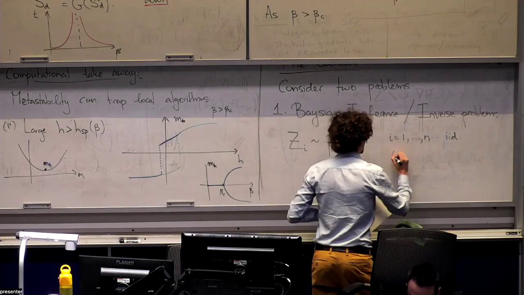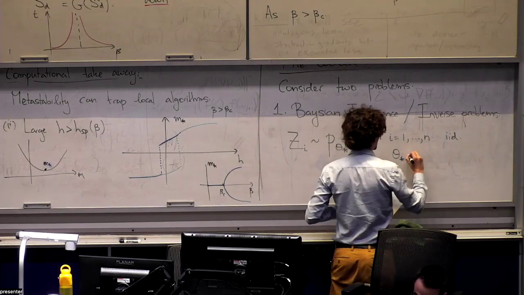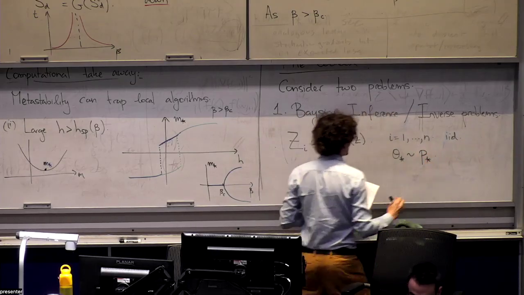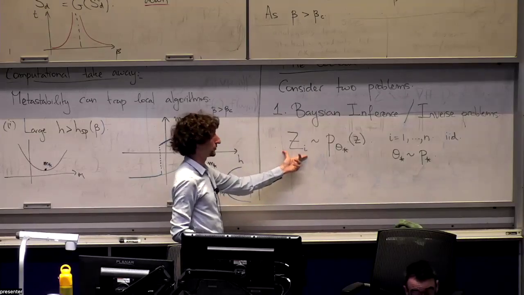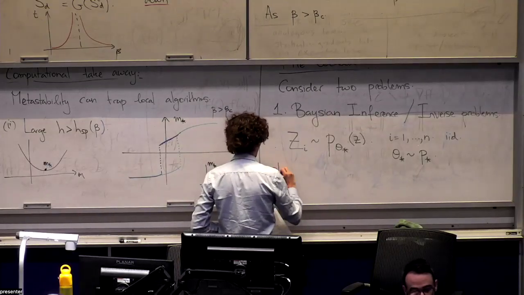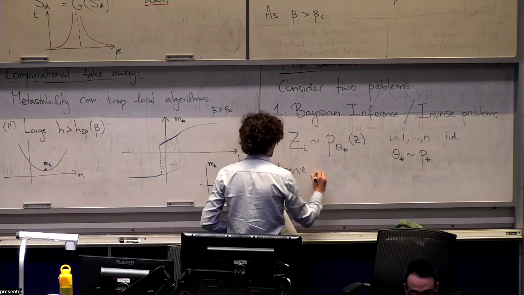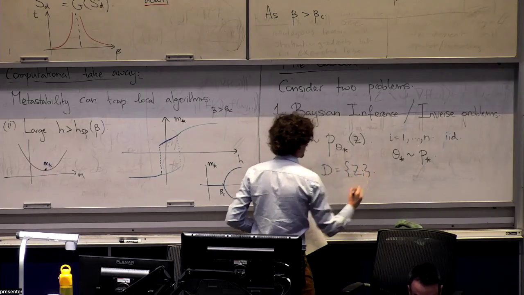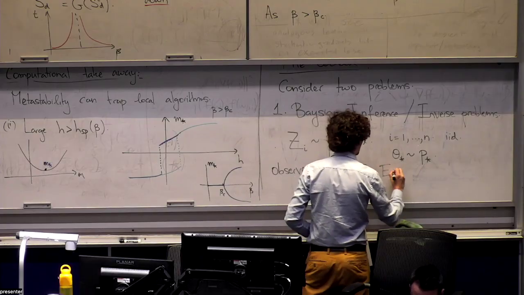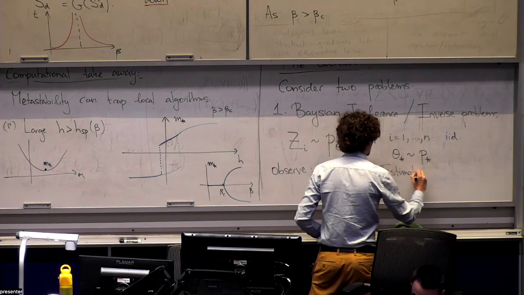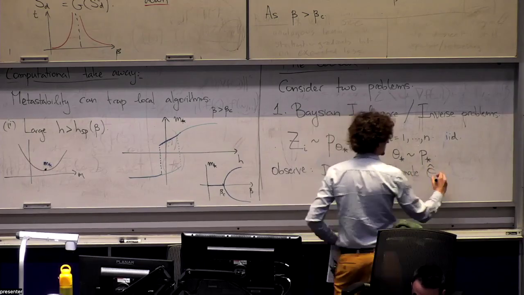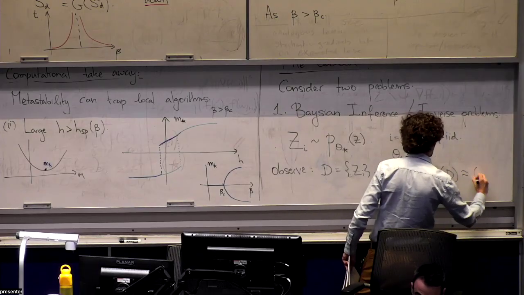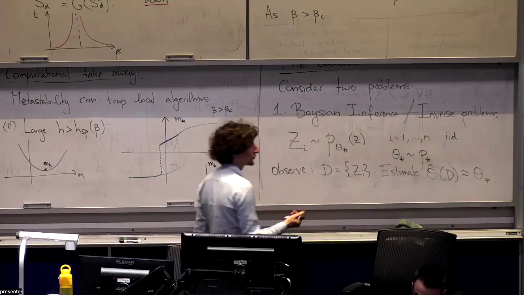And there is a true parameter theta star that has been sampled from a distribution P star. So you observe these samples, the data Zi. Your goal is to find an estimator theta hat, which is a function of the data, which is close to theta star. So that's a very natural problem, right?